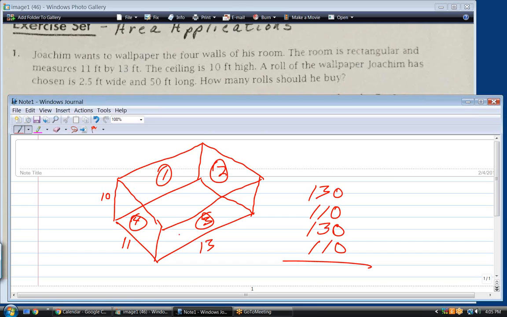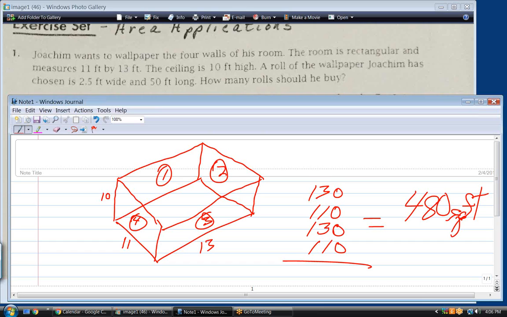Okay. In other words, each of these rectangles is 10 feet high. Rectangle number 1 is 13 feet by 10 feet. Number 2 is 11 feet by 10 feet. And so forth. Okay? So those total 480 square feet that we have to use.